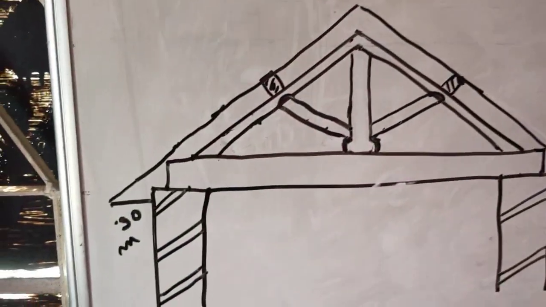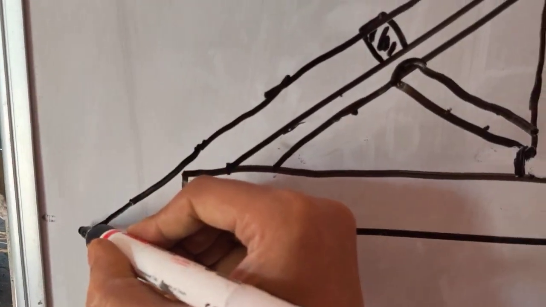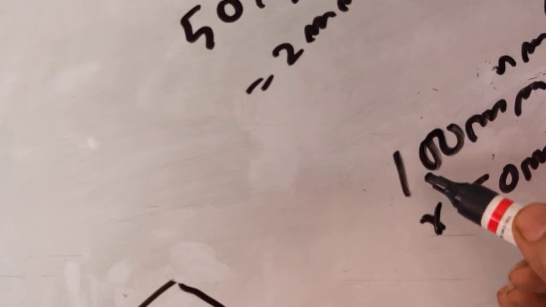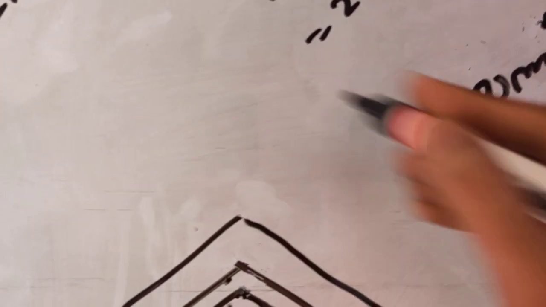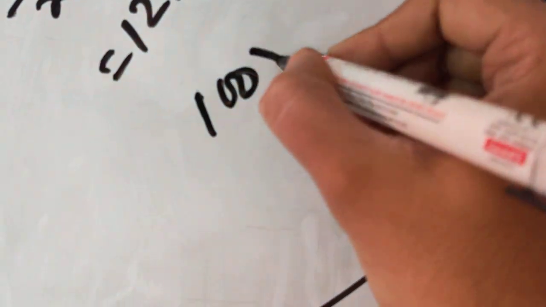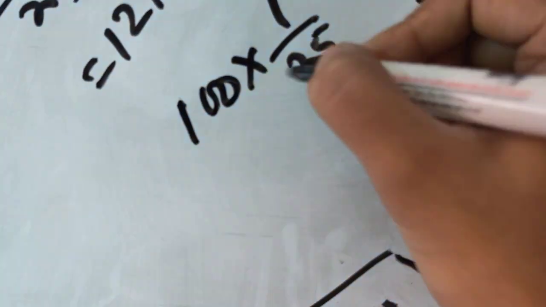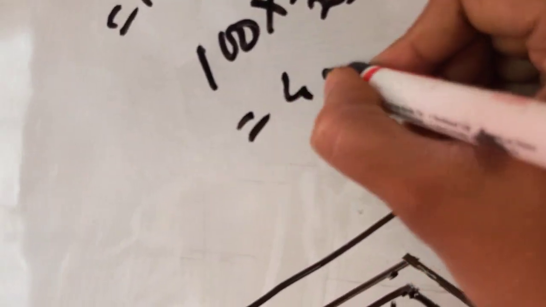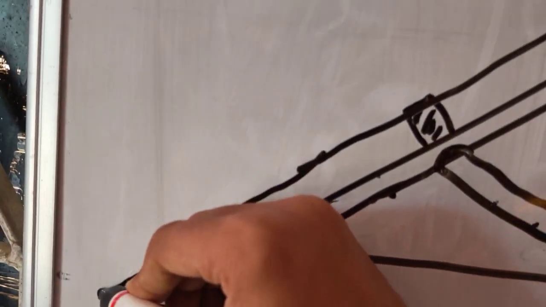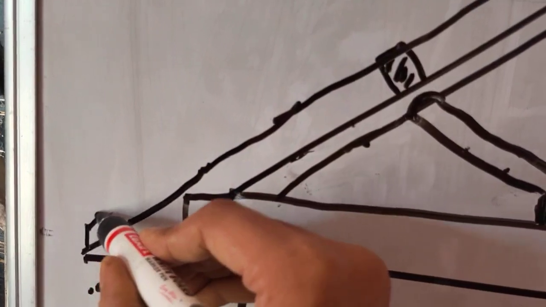Okay, now we provide the thickness. What is the thickness? Sorry, not the thickness, the breadth. What is the breadth? 100 millimeter. So if it is 100 millimeter, so 100 millimeter into 1 by 25, it is 4 millimeter. So you give thickness of 4 millimeter and you draw this line.